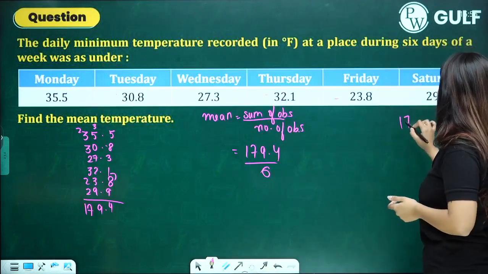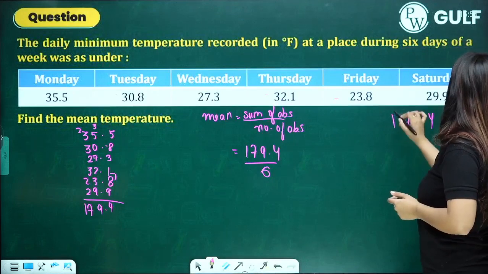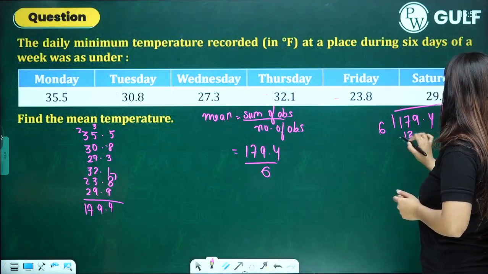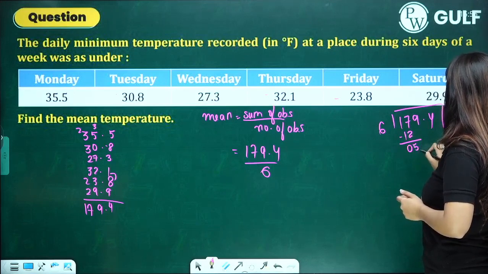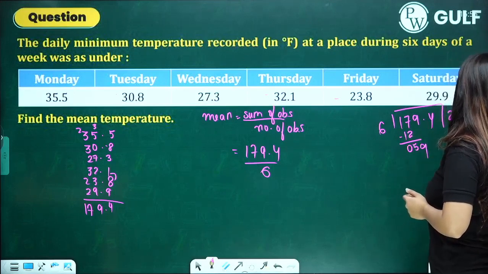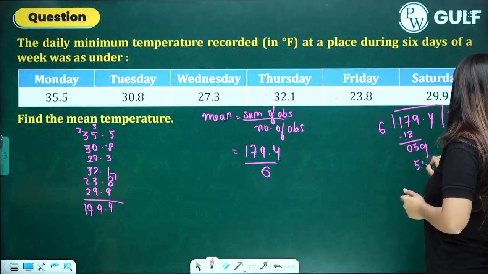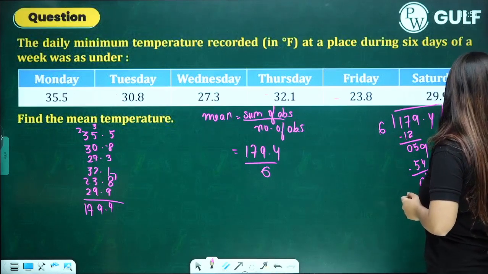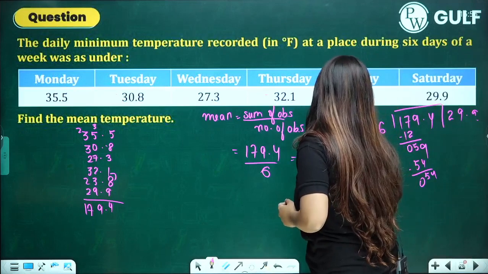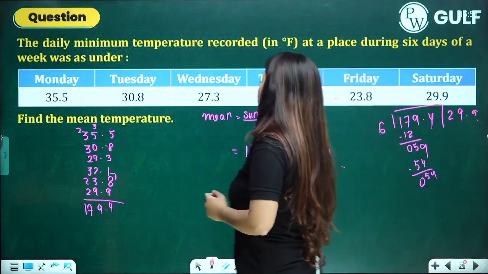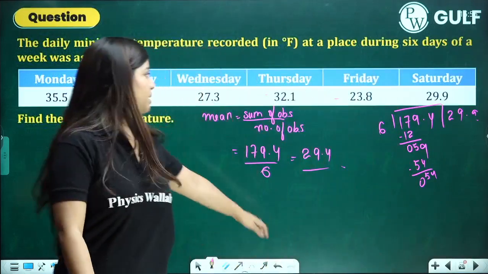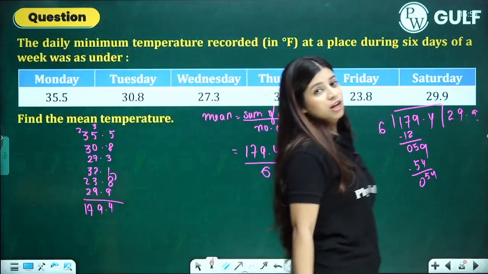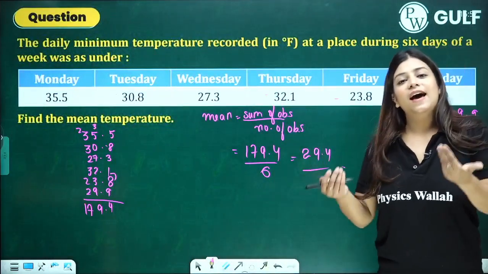So basically 179.4 divided by 6. So 6 2s are 12, minus, we have 5, 59. Then 6 9s are 54. Then we again have 0, 5, 54, 29.9. So what is the mean or average that we talk about? This is the average temperature, that is 29.9. So this is how we get the average.